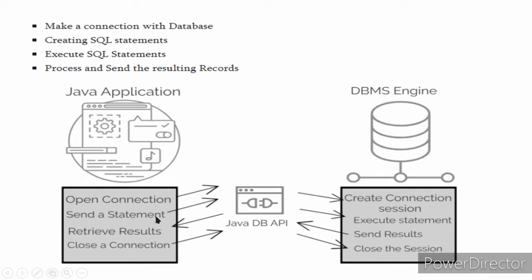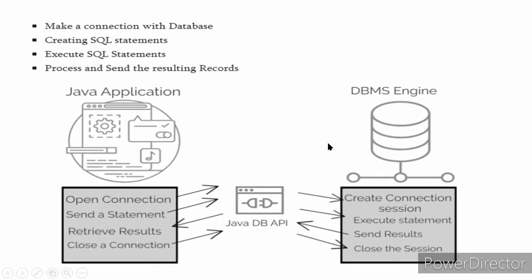Suppose I am sending a statement like select star from student DB. It will execute the statement, and whatever the result is, it will send to the Java application. The Java application should retrieve those results. How to retrieve them we will see later. After retrieving the results, the Java application will close the connection, and the DBMS will also close that session. This communication is done by using the Java database API.